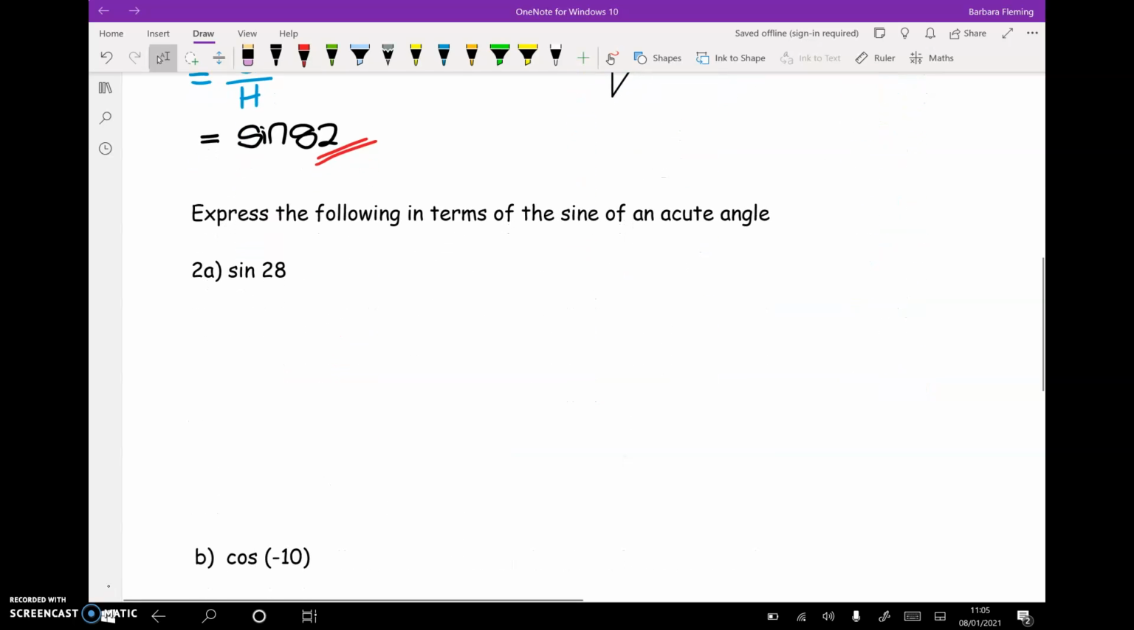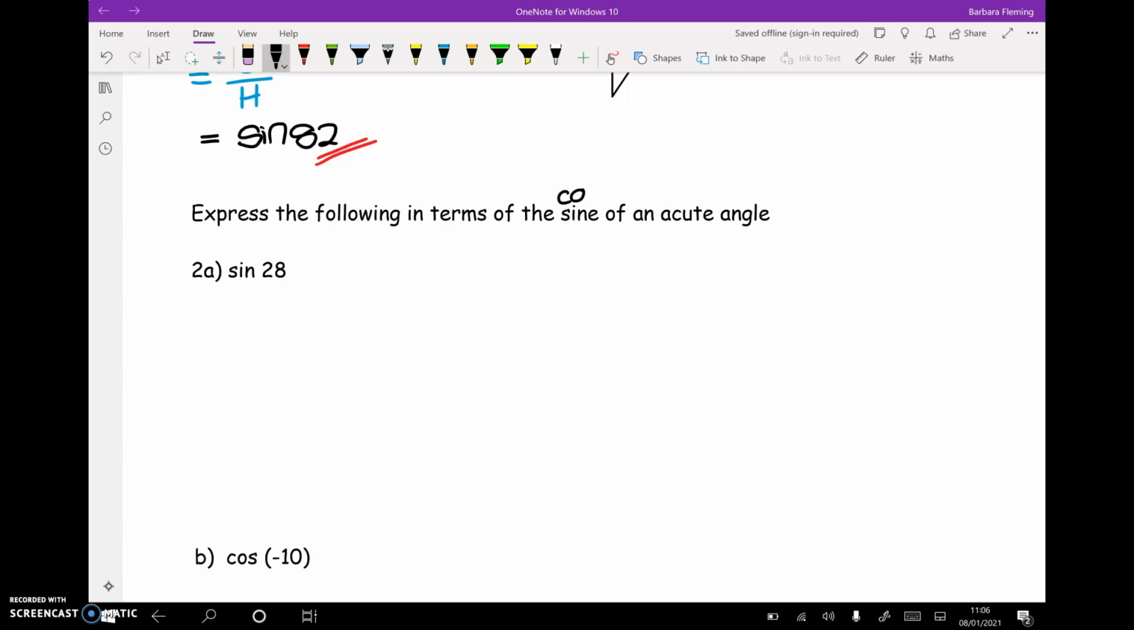Next one. Express the following in terms of sine of an acute angle. Oh, actually, I think I've written that question wrong. I think it should be cosine. Let me just double check. Yeah, cosine. Whoops. So let's add that in. Cosine of an acute angle.